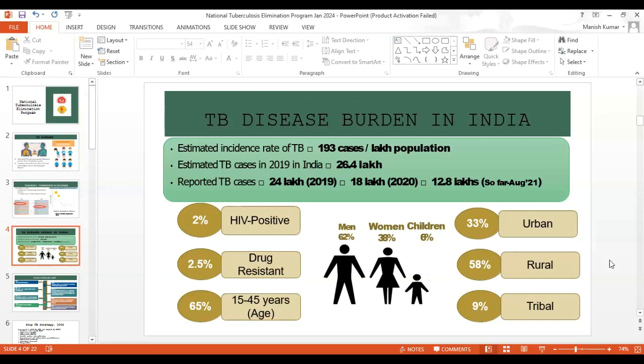Now, out of all these TB cases, 2% are HIV positive, 2.5% are DRTB, that is drug resistant TB, and 65% of cases are in the 15 to 45 years age group.